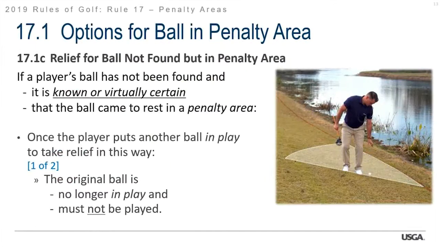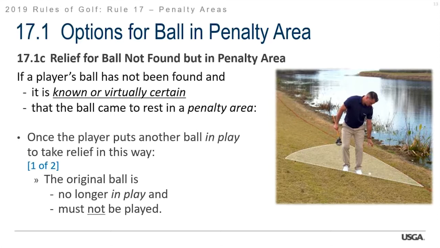So we only can take these rules that apply to penalty relief from a penalty area if we have knowledge or virtual certainty that that ball is in that penalty area. If we have knowledge or virtual certainty and we proceed underneath this rule, even if we find the ball outside of the penalty area, we are still proceeding by the rules correctly once we have that knowledge or virtual certainty.